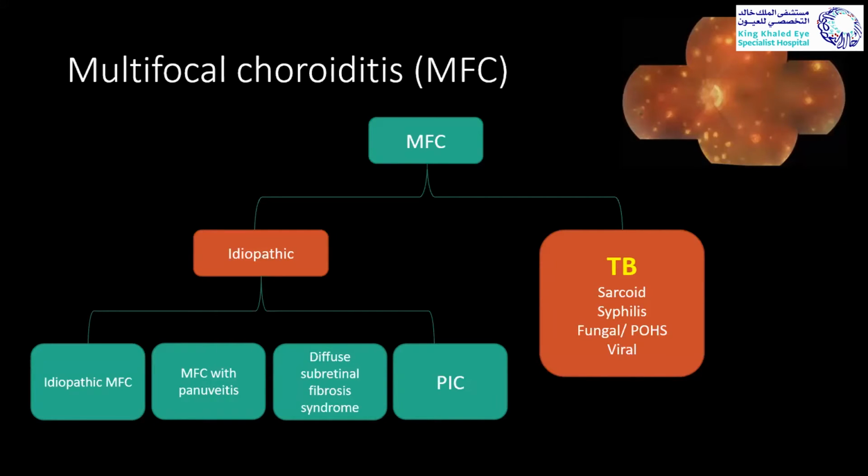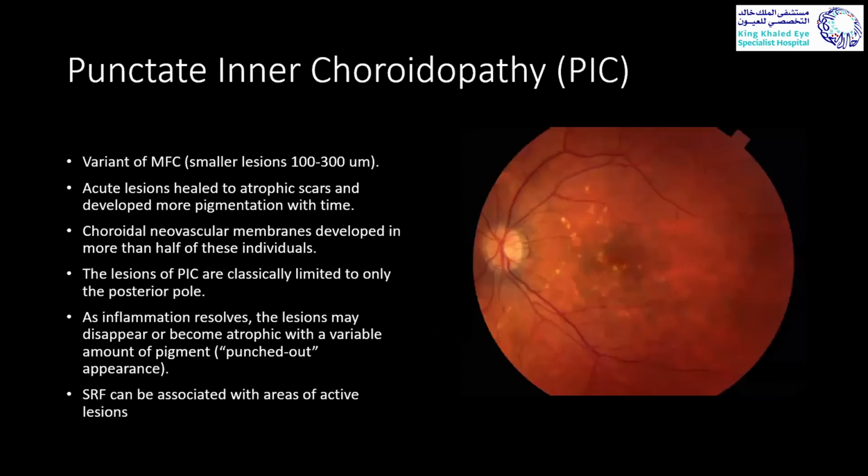And in the literature, idiopathic multifocal choroiditis has been classified into four subcategories. The first one is idiopathic multifocal choroiditis, multifocal choroiditis with panuveitis. Those patients usually have a very mild vitritis or even anterior chamber cells. Then diffuse subretinal fibrosis syndrome. Most of the previously published papers thought it is a part of multifocal choroiditis, but they end up with fibrous bands under the retina connecting the old lesions. And PIC, which is the most aggressive part of idiopathic multifocal choroiditis.